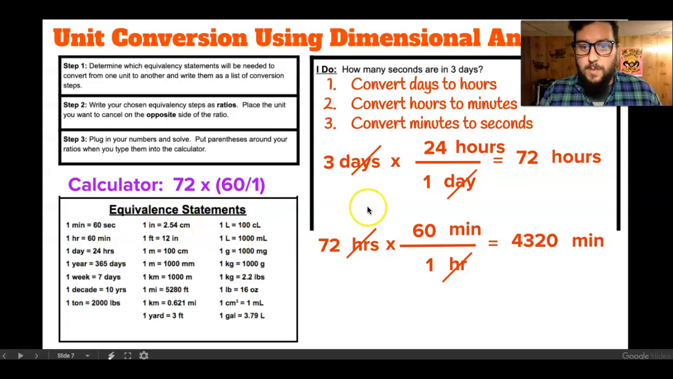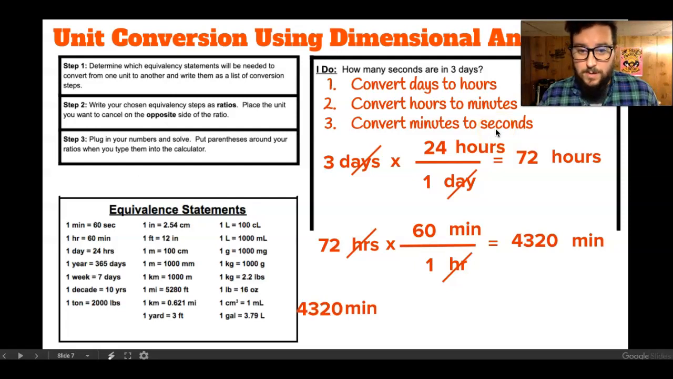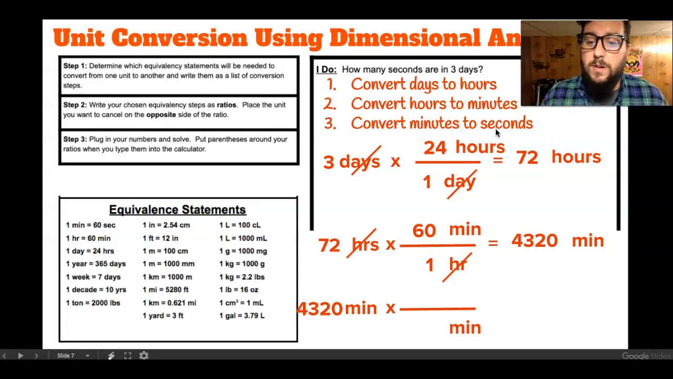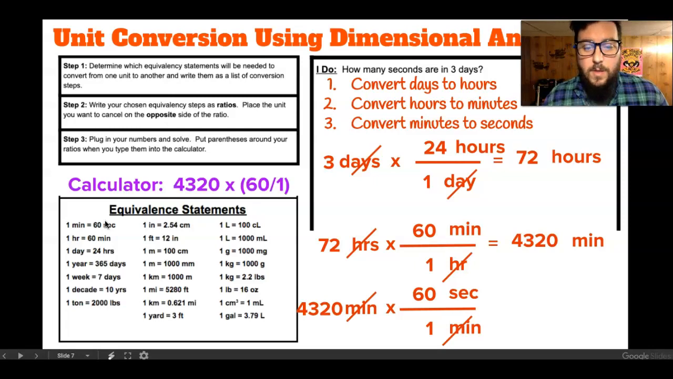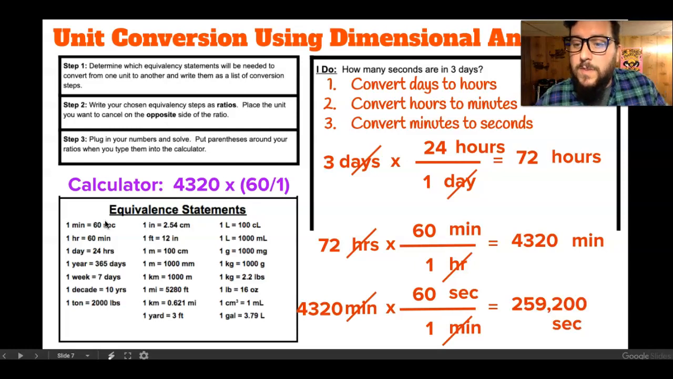So now we've got one more step. This is a longer one. Convert those minutes into seconds. So we start with our 4,320 minutes. And we're going to write times and a line. We want to get rid of minutes, so we put that unit on the bottom. We want to find seconds, so we put that unit on top. And now we need some numbers, and we know that 1 minute equals 60 seconds, so we plug those in. Cross off minutes because they're on opposite sides. And now we're going to type in our calculator 4,320 times 60 divided by 1 in parentheses, and hit enter, and we're going to find that we get 259,200 seconds.